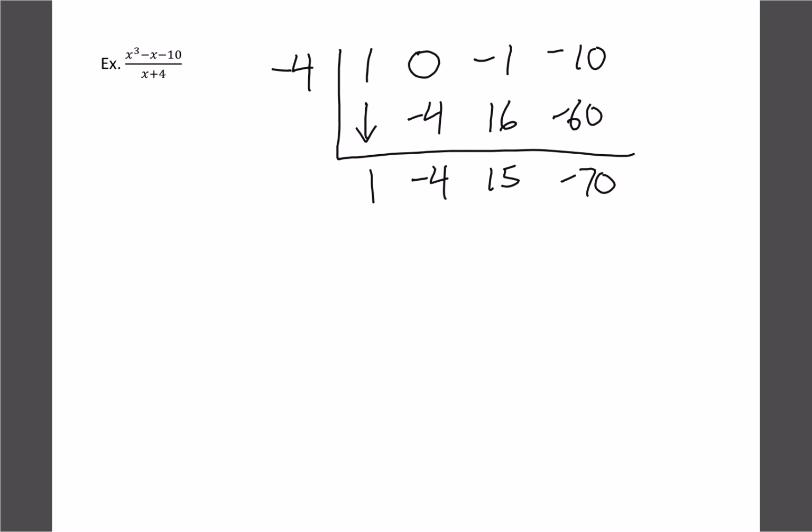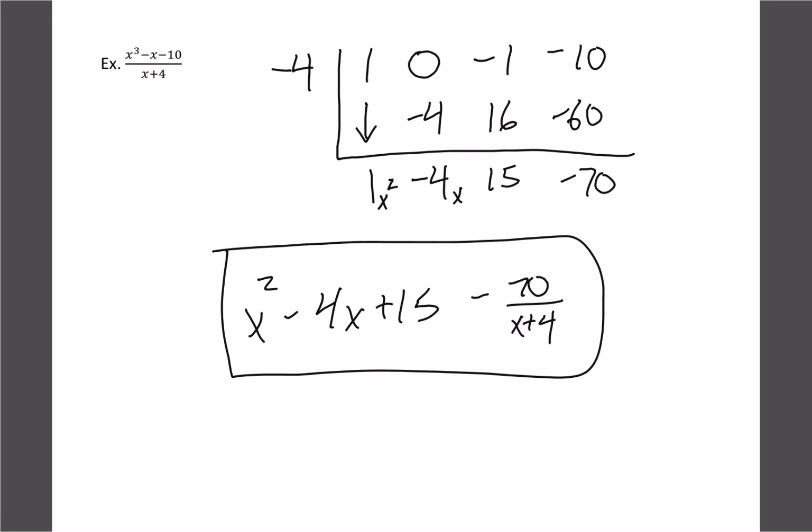So we'd have plus 15, negative 4x, and 1x squared. So our final answer should be x squared minus 4x plus 15 minus 70 over x plus 4, what we divided with originally. Okay, so if you do have a remainder, write it as that over the x plus 4. If you don't have a remainder, then obviously you don't need to write anything.